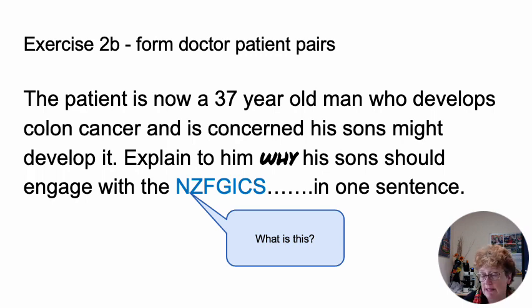It means that he needs to have colonoscopies perhaps every year, and his sons will need to have colonoscopies if they are shown to carry the gene. So there's an organization that will work with this 37-year-old to determine whether he carries genes that can be inherited, and also to arrange colonoscopies for him and any relatives that are at high risk. And that organisation is called the New Zealand Familial GI Cancer Service.